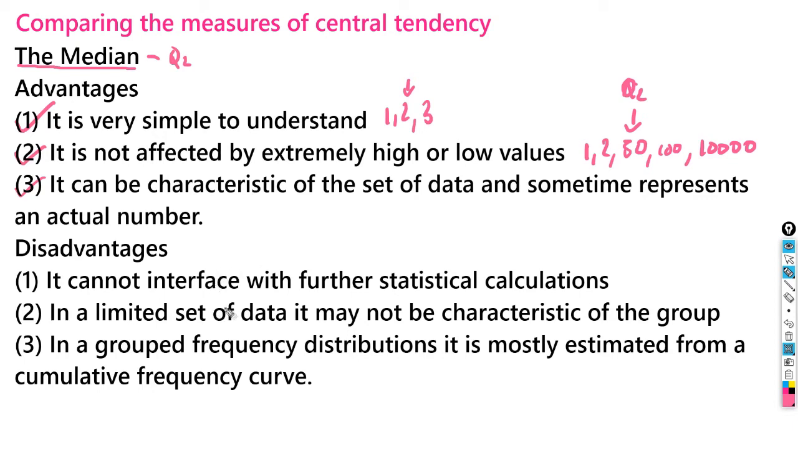So disadvantages, it cannot interface with further statistical information, and that's true. Once you find the middle point, that's about it. You don't really use it in any other calculations. In a limited set of data, it may not be characteristic of the group, and that's really true. It depends on the type of data you have. It may not give you a proper representation of the group.